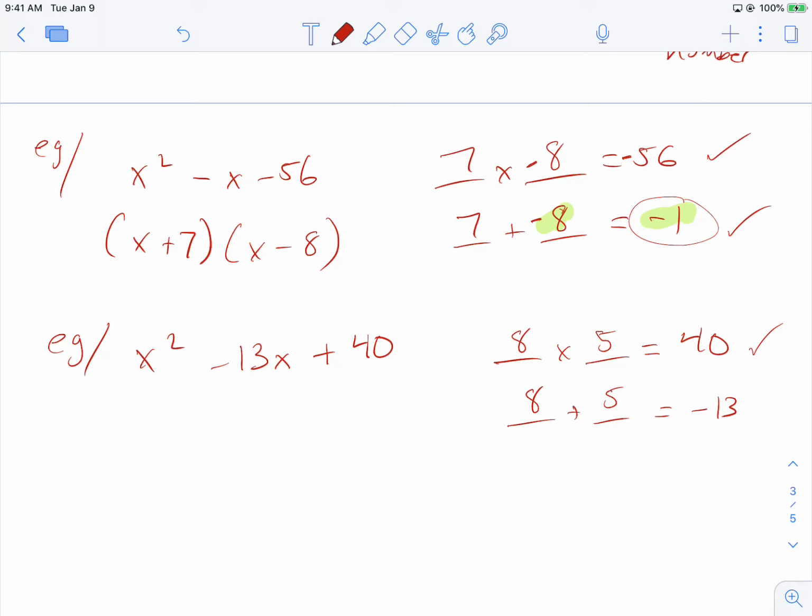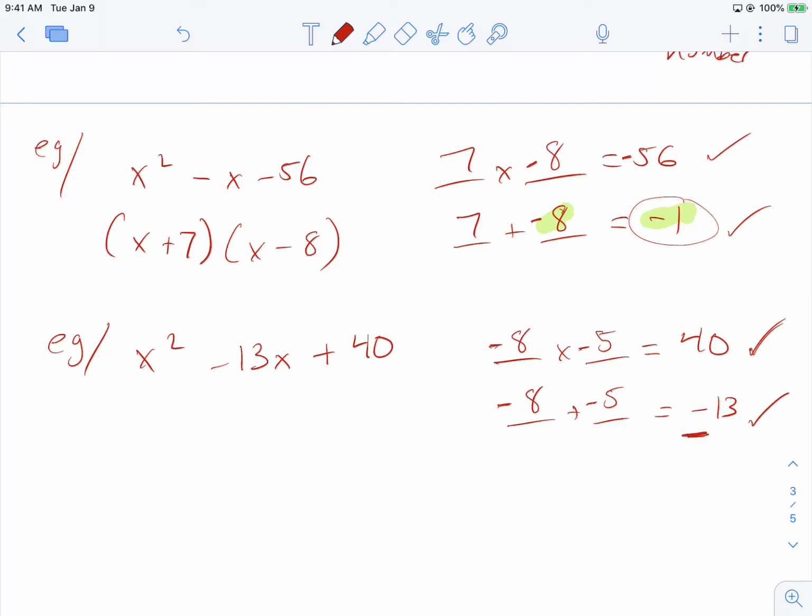8 plus 5 gets us to 13, which is great, except this is negative 13. So what do you need to do? Well, how can we get 8 and 5 to get us to negative 13? What you need to do is say, okay, what if I made it negative 8 plus negative 5? Negative 8 plus negative 5 is going to get us to negative 13, and negative 8 times negative 5, two negatives make a positive, that also gets us to the 40.